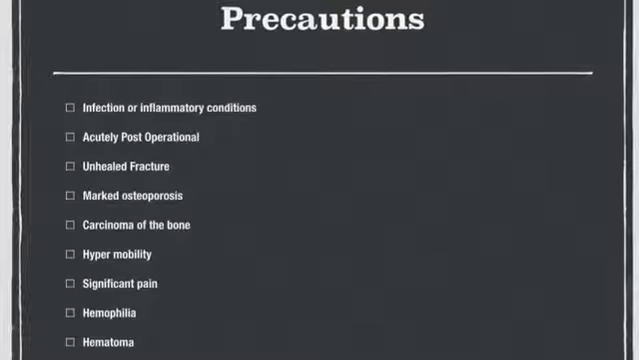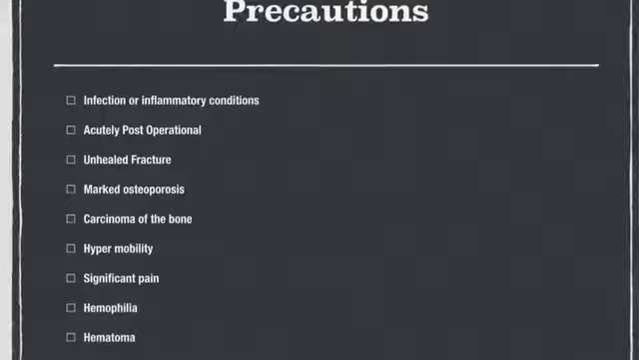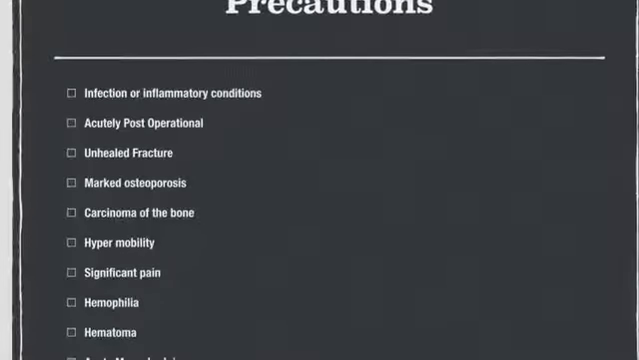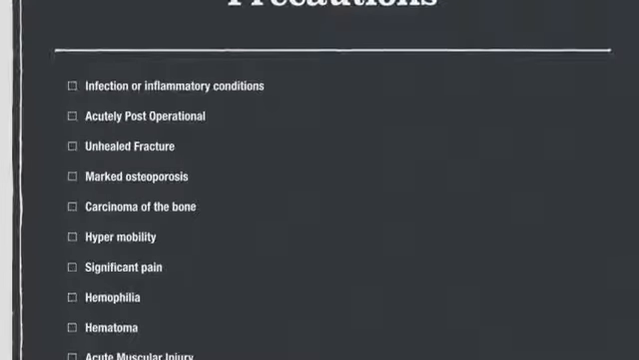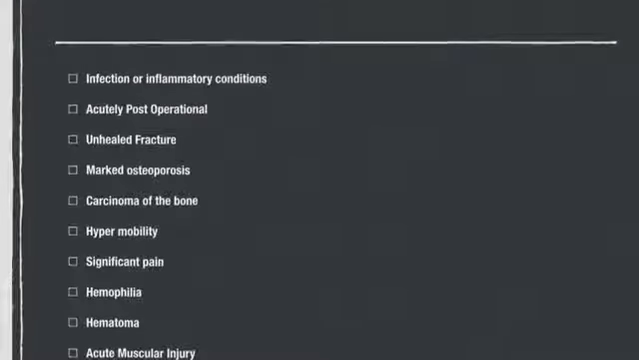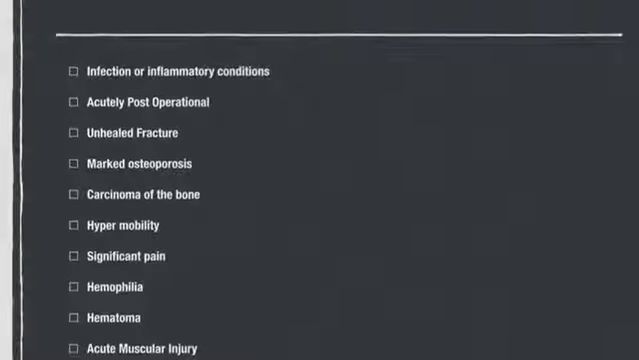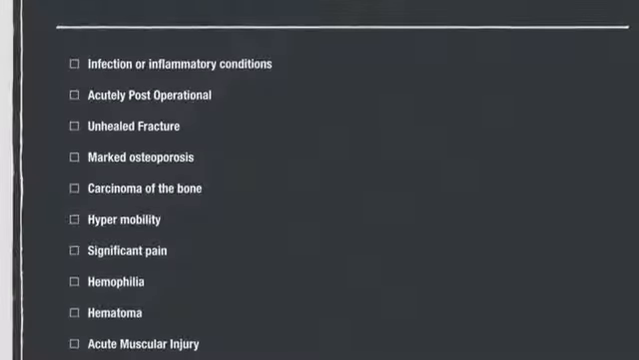Precautions should be taken when performing wrist extension when there is an infection or inflammatory condition, when the wrist is acutely post-op, if there's an unhealed fracture or osteoporosis, carcinoma of the bone, also with hypermobility and significant pain. You should be cautious when performing this movement. In addition, caution should be taken with hemophilia, hematomas, and acute muscular injury.